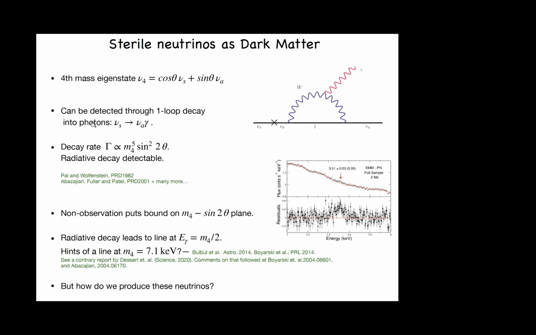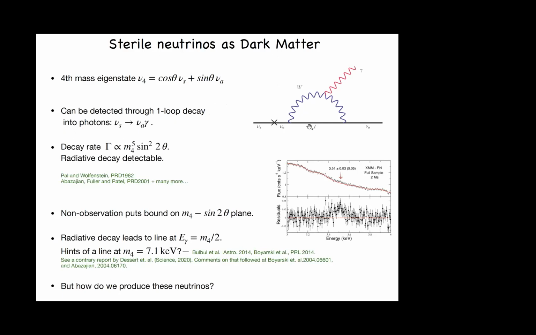Now, this process was calculated quite long ago, around 40 years ago or so. The decay rate for this process is roughly proportional to the fifth power of the sterile neutrino mass and the square of the mixing angle. The interesting part is that the photons from the decay of these sterile neutrinos can actually be detectable. On the other hand, if you cannot detect these photons, then you can put some bounds on this parameter space of the mass and the mixing angle of the sterile neutrinos.